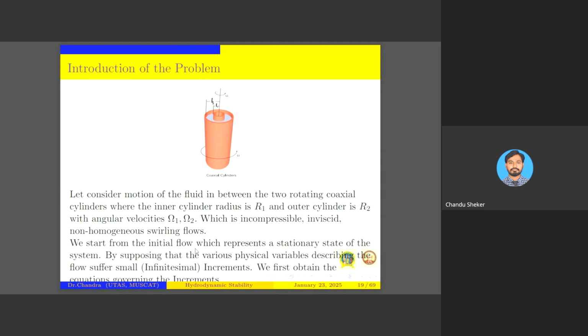Before starting any modeling, we will follow a few steps to model the motion of the fluid between the two concentric cylinders. First, we start with the initial flow, which represents the stationary state of the system. Then we assume that the physical variables like velocity and pressure, which represent the flow, are disturbed with a small increment, a small disturbance in the fluid velocities or fluid variables in the flow.